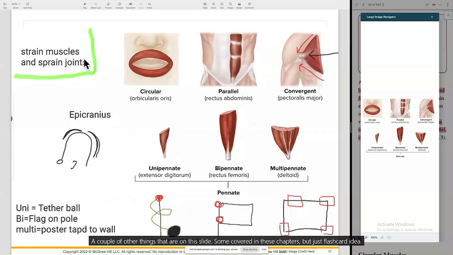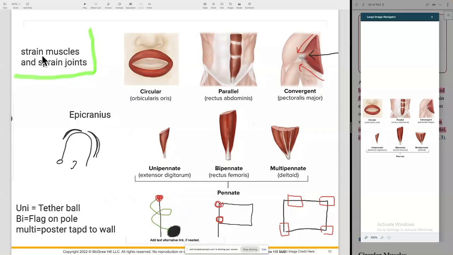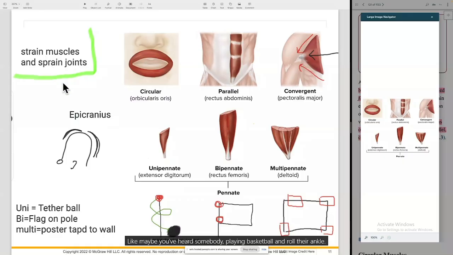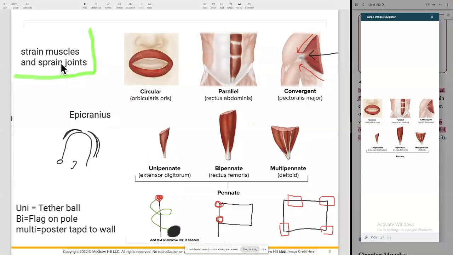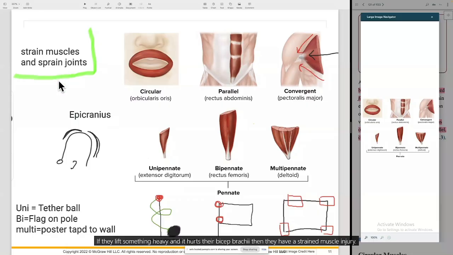A couple of other things that are on this slide, covered in these chapters, but just a flashcard idea. You strain your muscle versus sprain a joint. Like maybe you've heard somebody playing basketball roll their ankle. If they roll their ankle, they have a sprain injury. If they lift something heavy and it hurts their biceps brachii, then they have a strain, a muscle injury.